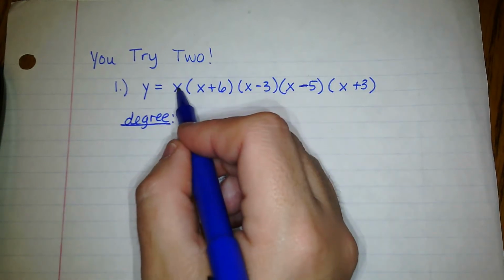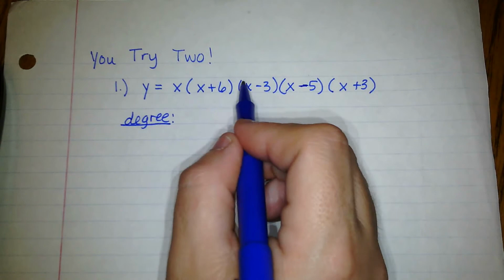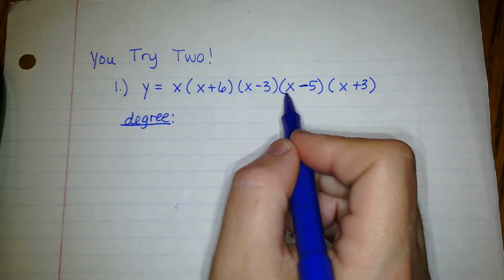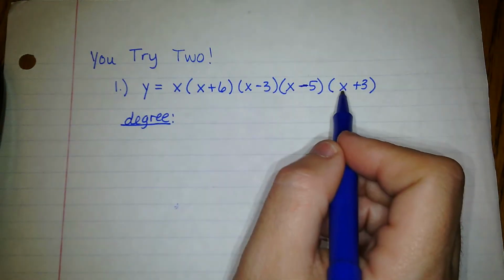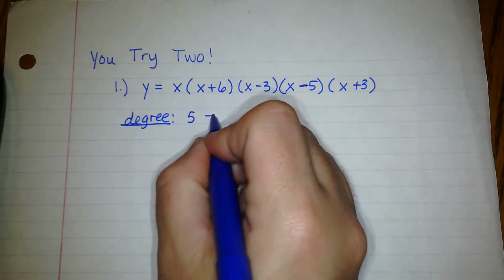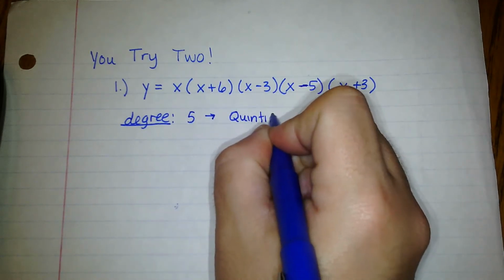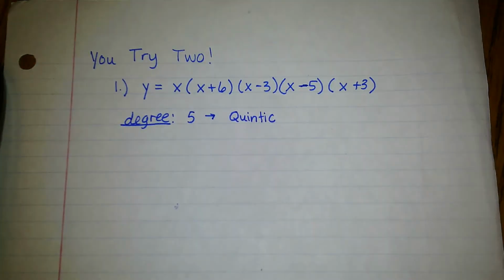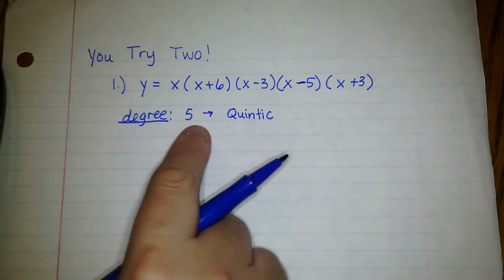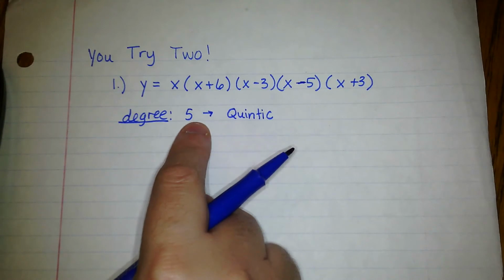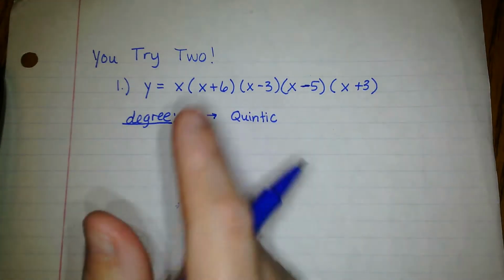We've got an x times an x times an x. That's 3. Times an x, that's 4. Times an x, that's 5. You guessed it. This is a quintic. The quintic is an odd numbered degree, which means that it's going to have a lightning bolt effect. It's going to have opposite end behavior.